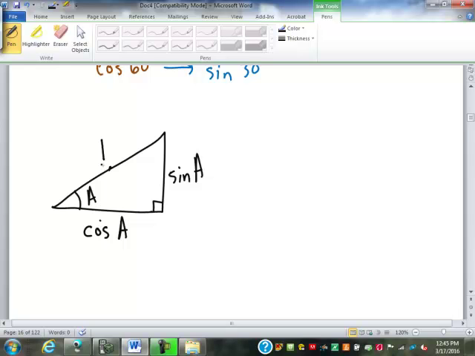Now, you asked that question earlier, Mike, by the way. This is a right triangle. So do you see the relationship between cosine and sine? Yeah. Sine of A squared plus cosine of A squared has to add up to 1 squared, or just 1.